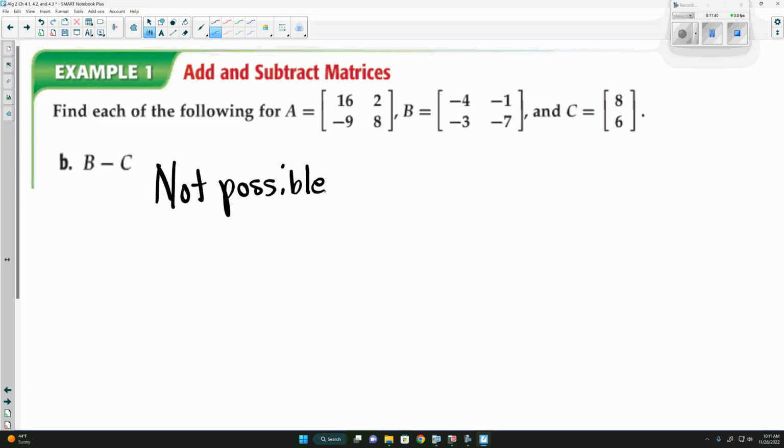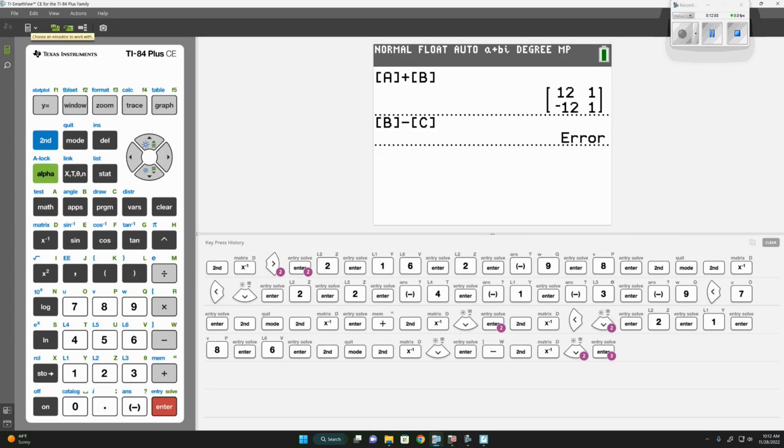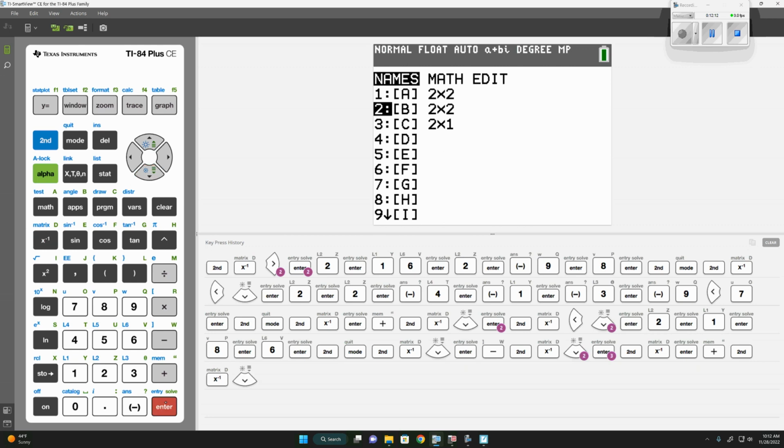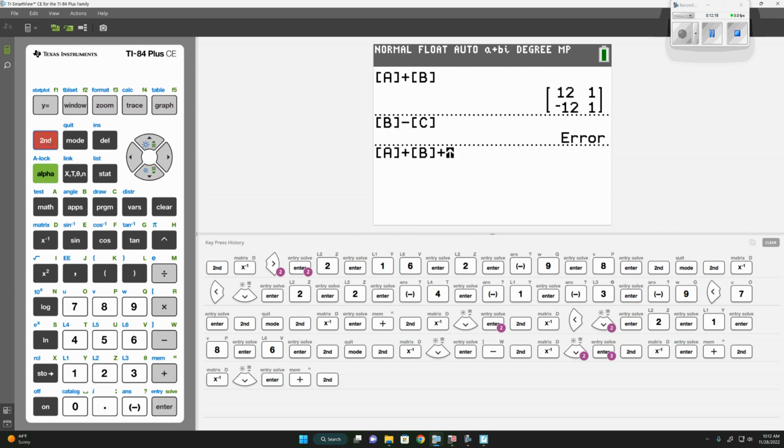We ready for the next one? A plus B plus A. So we could do this in one of two ways. Now for us, the matrices A and B are the same, yes? So I could replace A, B, and A with their matrices, add the corresponding elements together, and go from there. Or, since I already have them plugged into the calculator, I can say second matrix A plus second matrix B plus second matrix A. And that's it.